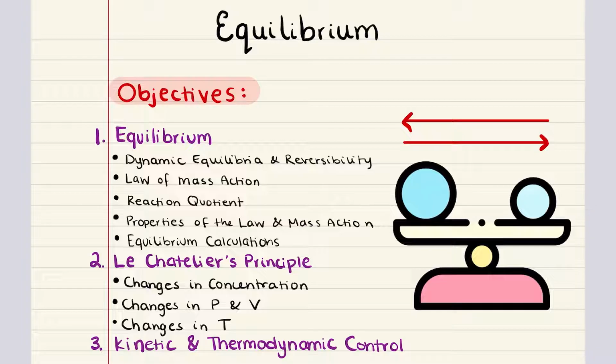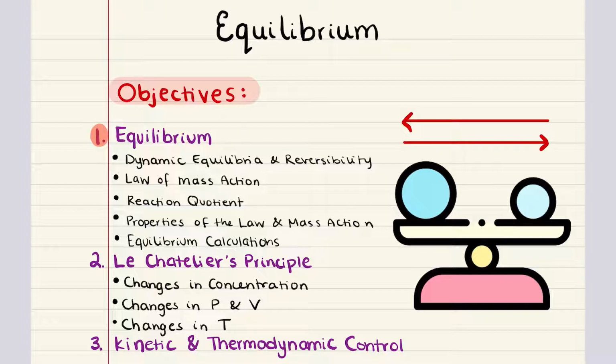Today we're going to be covering Chapter 6 for our MCAT General Chemistry playlist. Now this chapter is titled Equilibrium, and we're going to cover three main objectives. The first objective is titled Equilibrium. Here we're going to talk about reversible versus irreversible reactions, and we're going to specifically focus on reversible reactions and begin to discuss chemical equilibrium.